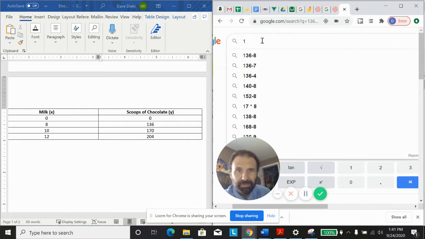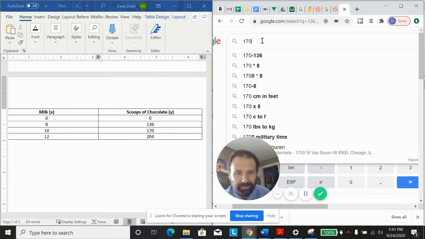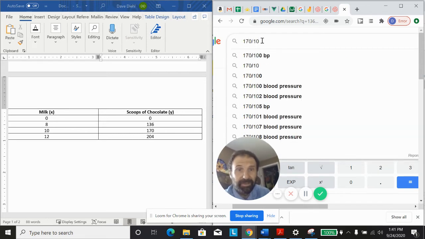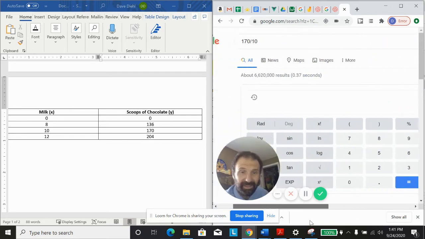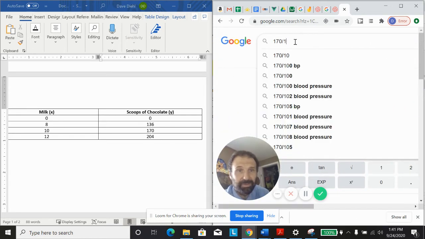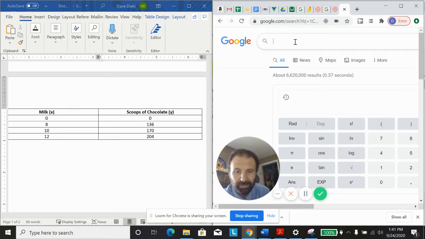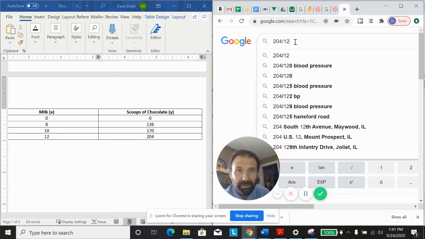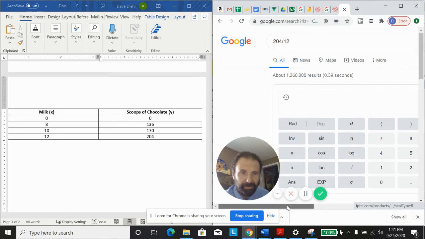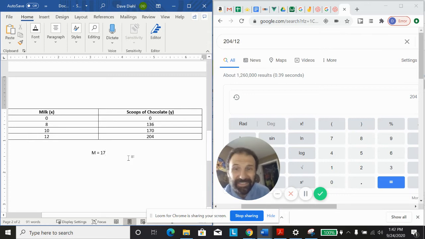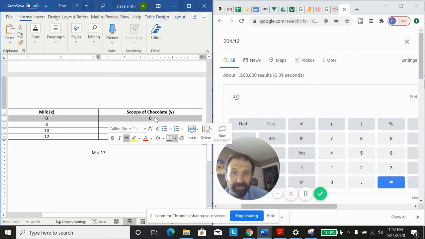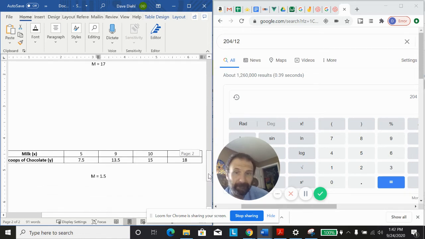Let's do the y value, which is 170, divided by the x value, which is 10, and we get 17 again. All right, so that looks like that might be the constant of proportionality. Let's do the last one. 204 divided by 12 is 17. All right, that's great. That means the constant of proportionality here is 17. Therefore, this is a proportional function. You probably had a clue because of that 0, 0, which won't always be there.